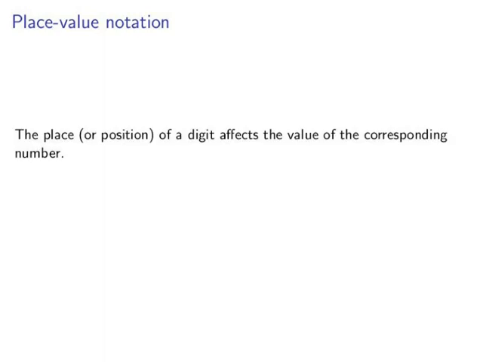Before we begin talking about crazy things like base pi, let's revisit how standard integer bases work. In particular, let's talk about place value notation. In place value notation, the place or position of a digit affects the value of the corresponding number. Let's say I write down 3003. While there are 2 3's in this number, the 3 on the left represents 3 thousands, while the 3 on the right represents 3 ones. Same digit, different positions, different values.